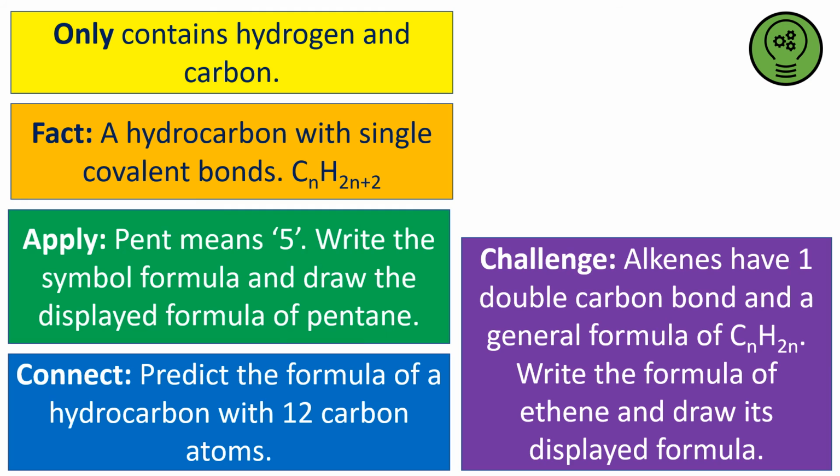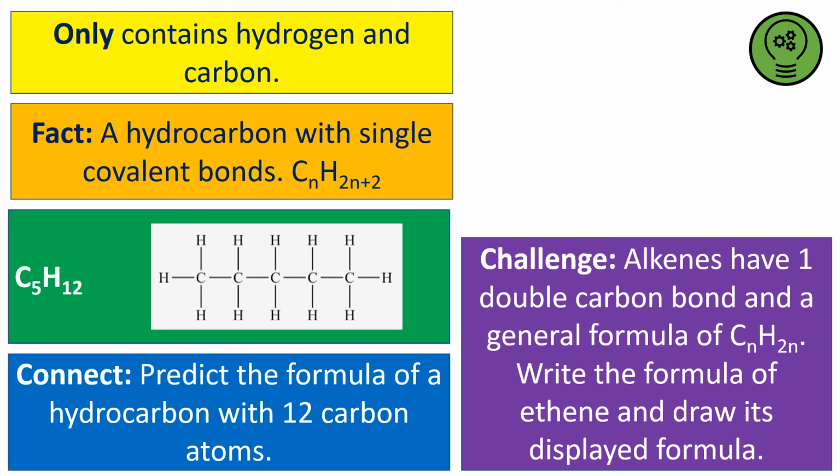Okay, next question. Pent means 5. Write the symbol formula, so that could be molecular formula, and draw the displayed formula of pentane. So pentane, you know it's 5 and you know it's a single bond. So you would use the general formula to figure out that it's C5H12. So why is it 12? Well, I've doubled 5 and added 2.